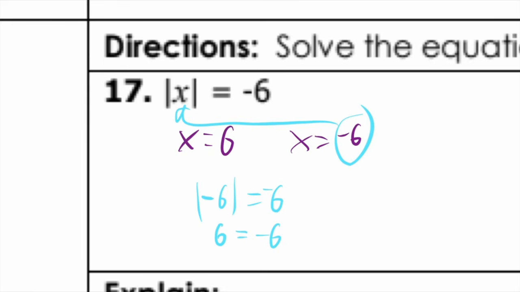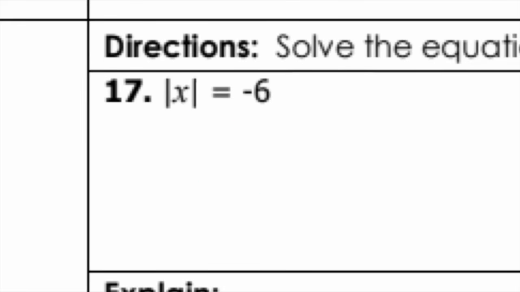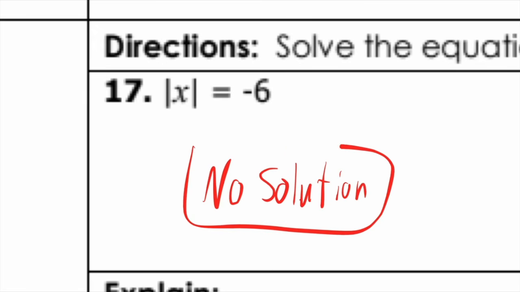The true answer to this problem is that there is no solution, which you could abbreviate as no SOL. The reason it's no solution is because we're saying x is negative 6 from 0, and it's impossible to be a negative distance from anything ever. So anytime the absolute value equals a negative, the answer will be no solution.